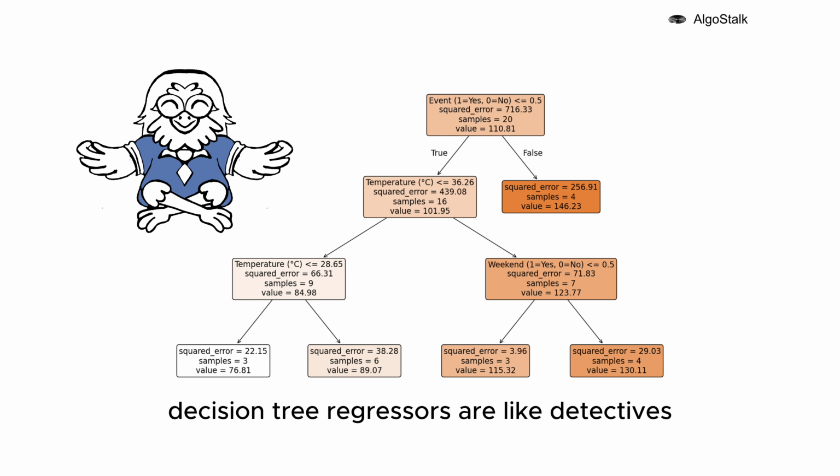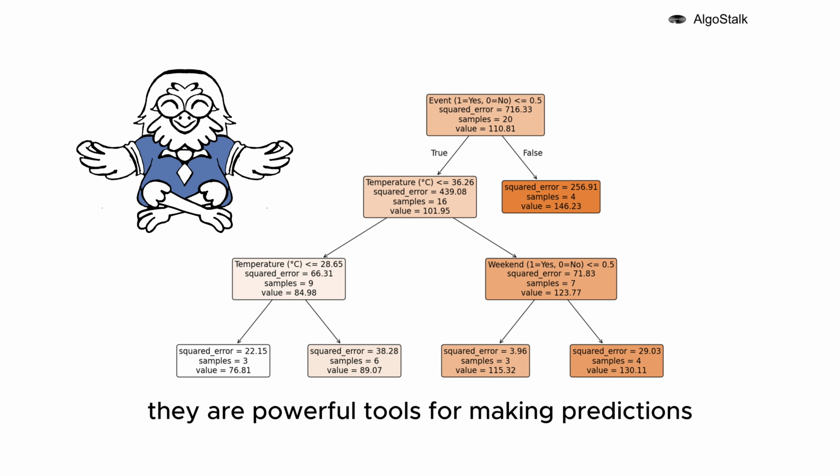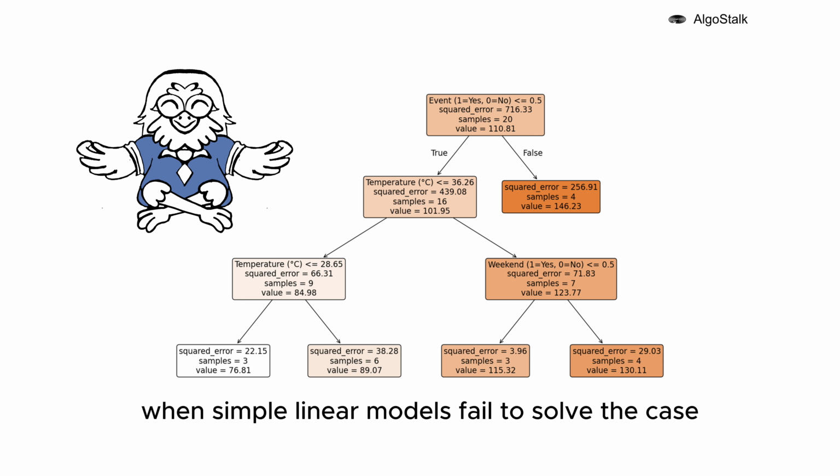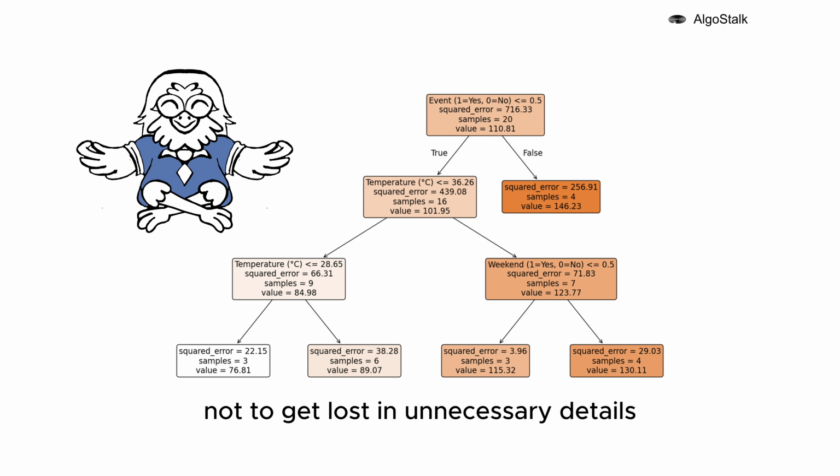Decision tree regressors are like detectives who follow complex trails of clues, interrogating each suspect to find the hidden story in the data. They're powerful tools for making predictions when simple linear models fail to solve the case. Just like a detective, they need to be careful not to get lost in unnecessary details.